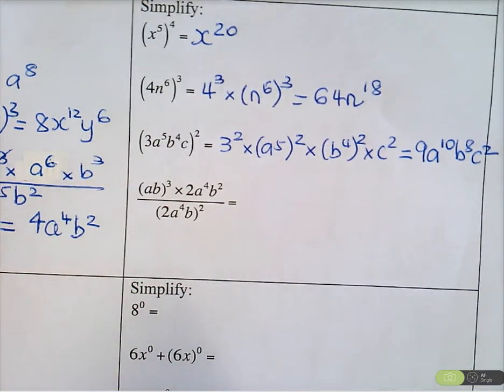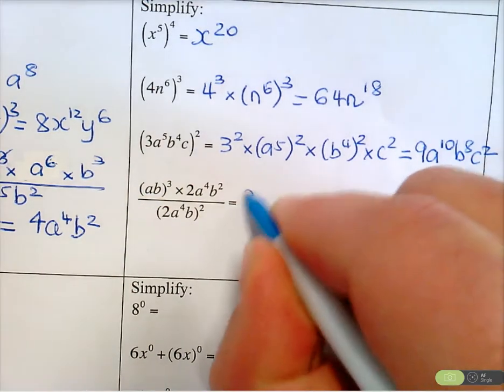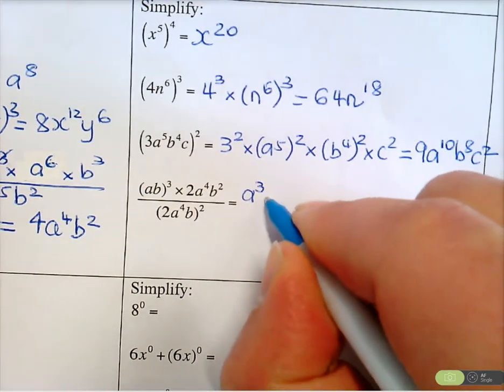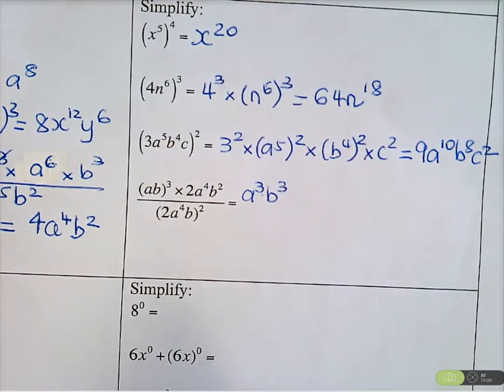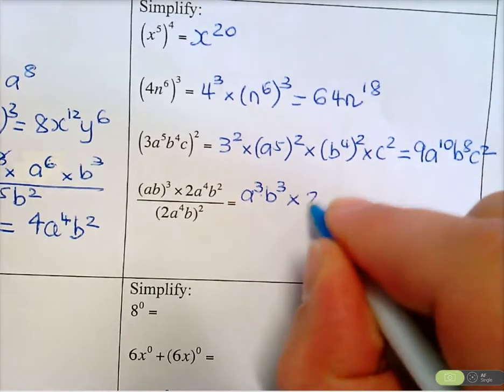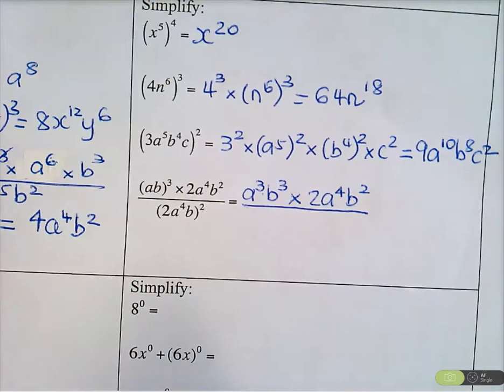All right, the last one down here. How do I expand ab cubed? A is to the power of 3, and b, you don't have to put a times symbol if you don't want. A is to the power of 3, b is to the power of 3, times 2, a to the power of 4, b squared, over, girls, do we want to just expand this straight up?